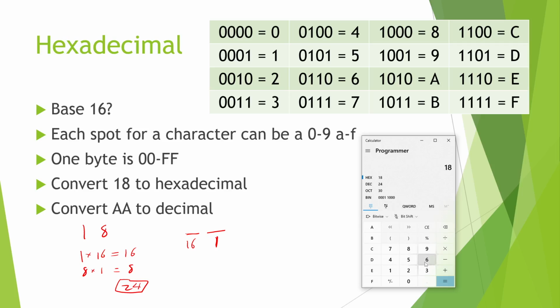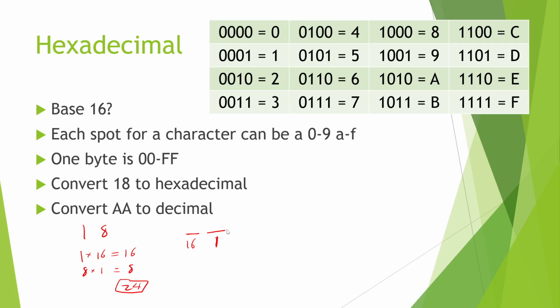All right. If we went 100, that would be 256. So this other spot here, which would be, give me my pen back. So this spot would be 256. So it's really not bad.